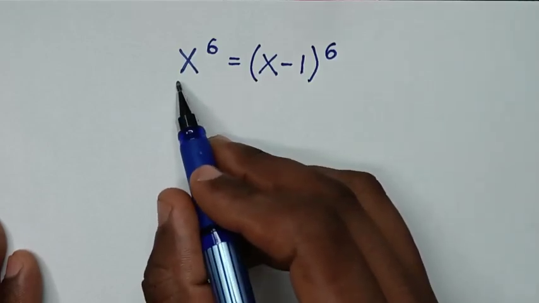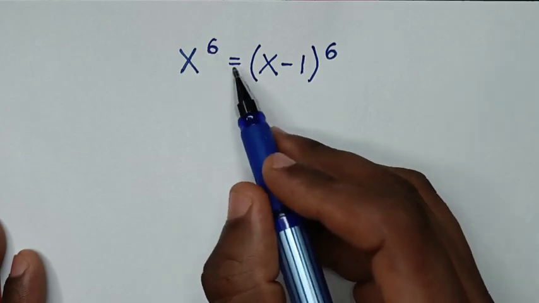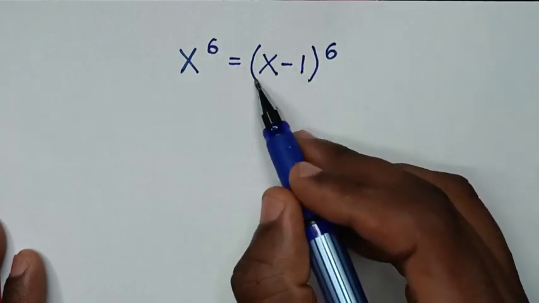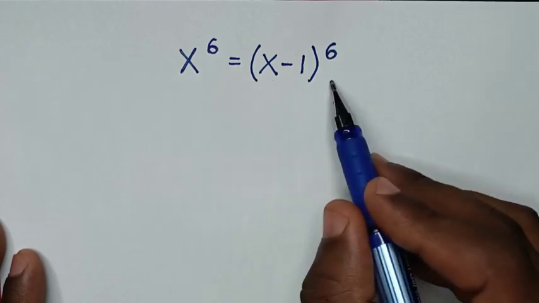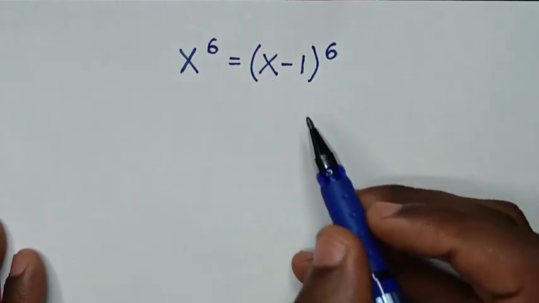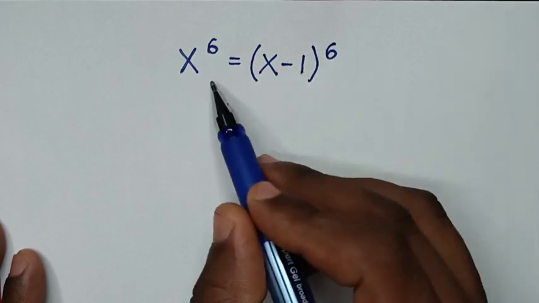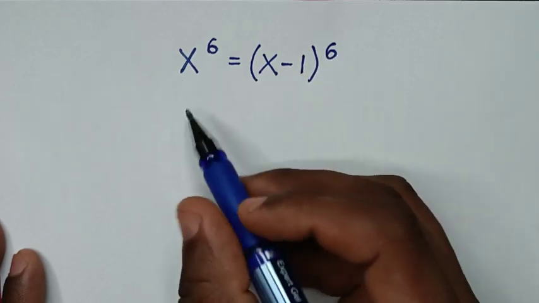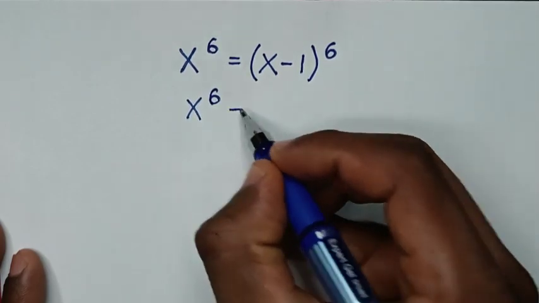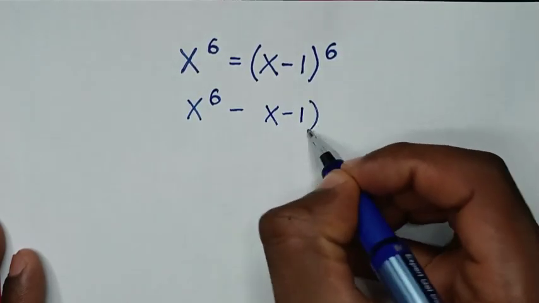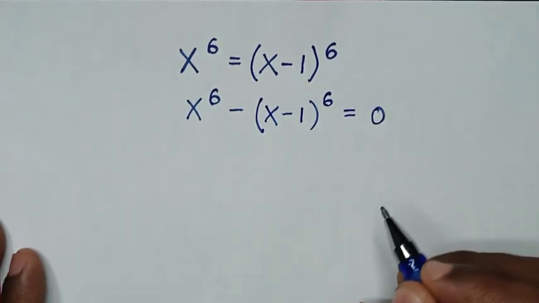Hello, you are welcome to solve this math problem, which is x^6 = (x - 1)^6. To find the values of x from this equation. Now, in the first step, we'll take this (x - 1)^6 to the left side. So it will be x^6 minus (x - 1)^6 is equal to 0.